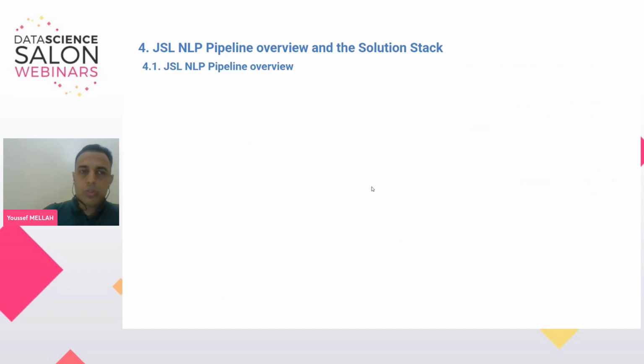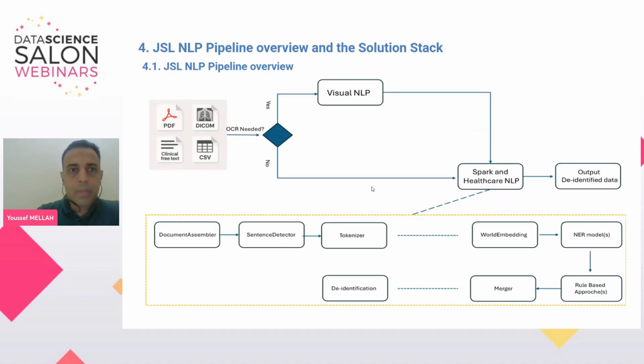But how does it work using the John Snow Labs NLP pipeline, and what is the solution stack? Here I designed the schema in which we present how the John Snow Labs healthcare NLP pipeline, in combination with Visual NLP, covers multimodal medical data de-identification at scale. Here we assume that for the same patient, there are multiple input documents, for example, scanned PDF, DICOMs, clinical free text, structured data like CSV, and so on. So this is the input.